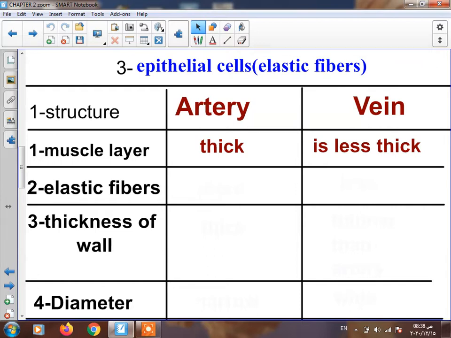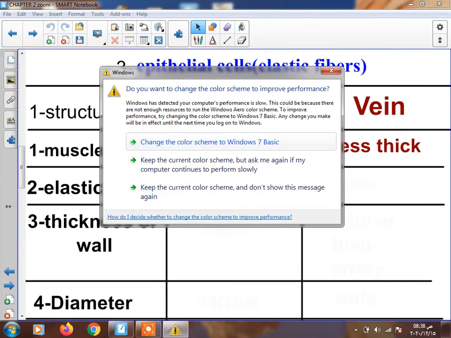What is the inner layer called? Called epithelial cell, number 3. Okay, what's the importance of elastic fiber? The epithelial cell is the layer which touches the blood directly. So this epithelial cell must become smooth, not rough. Number 1, to cancel any resistance or collision or friction between the blood and the inner layer of the blood vessels. Why? To avoid formation of any blood clot inside the vein or the artery, okay, and facilitate its motion.